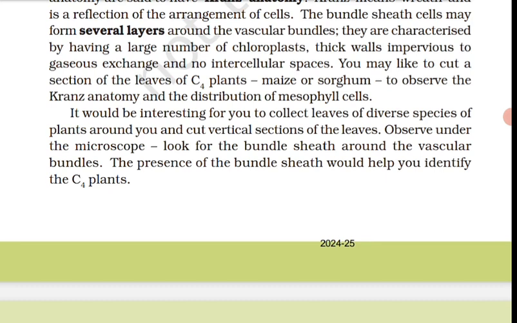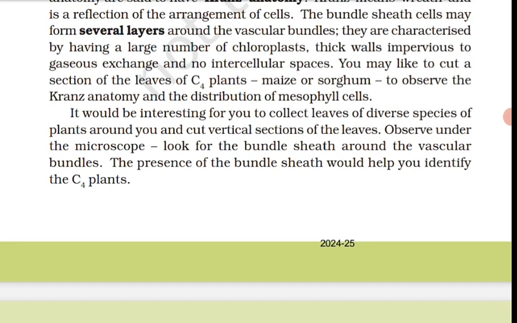This paragraph is important. I am repeating it again. It then forms other 4-carbon compounds like malic acid or aspartic acid in the mesophyll cells itself, which are transported to the bundle sheath cells.